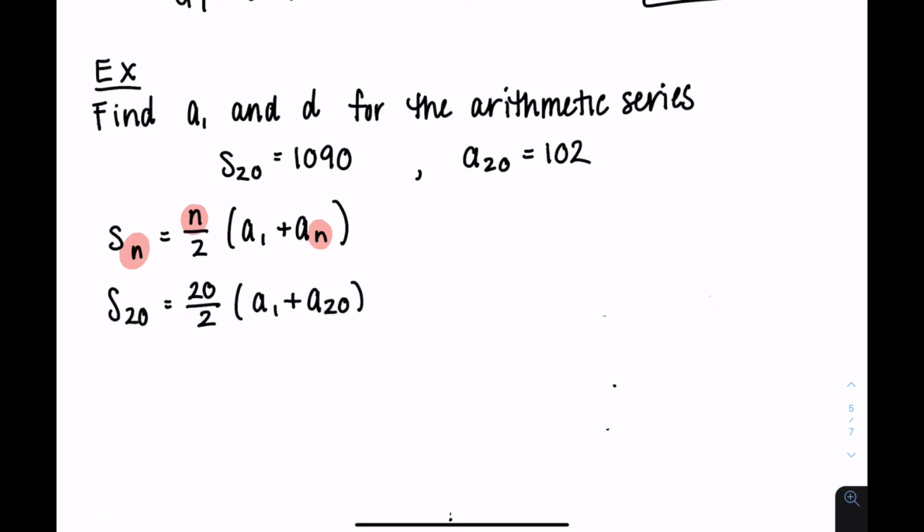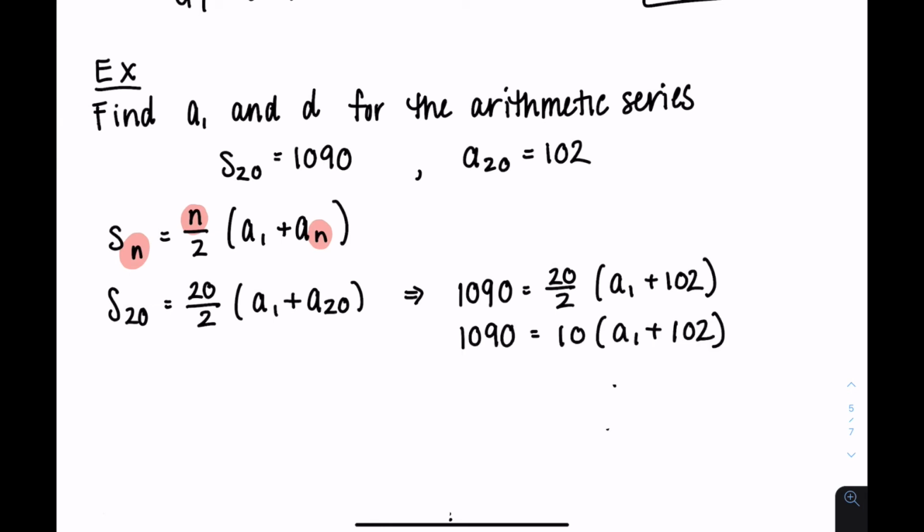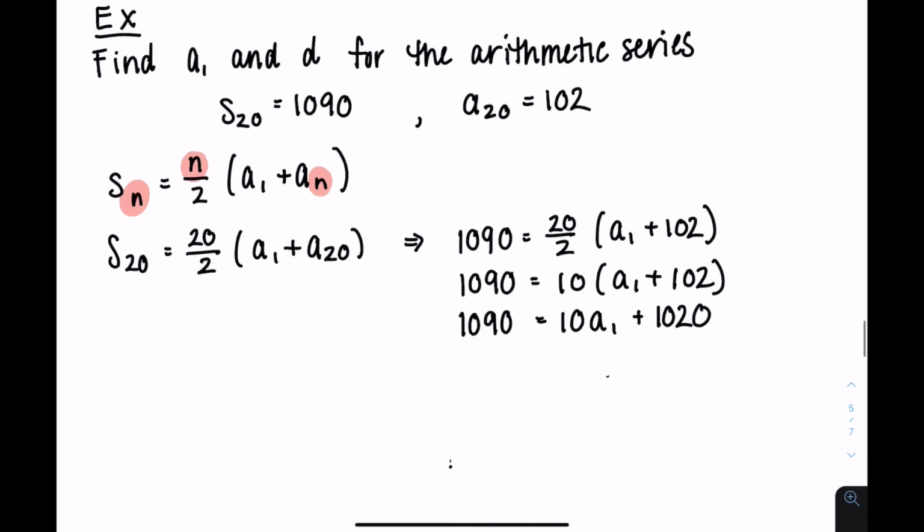has to be. So when you replace n by 20, you get S20 is 20 over 2 times A1 plus A20. Plugging in what we know, S20 is 1090, n is 20, and A20 is 102. Now I can go ahead and solve this equation for A1. That gives us 1090 is equal to 10 times A1 plus 102. You can distribute that 10, subtract the 1020, and we get that the first term is going to equal 7.